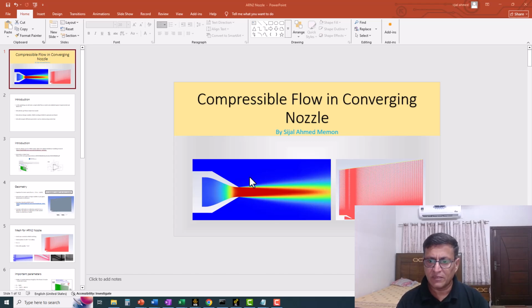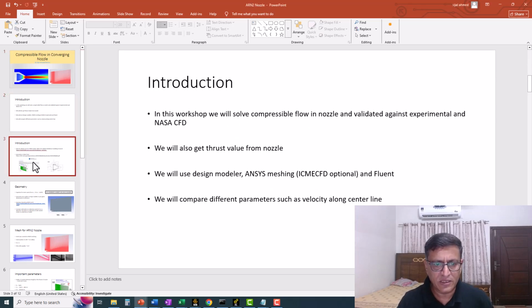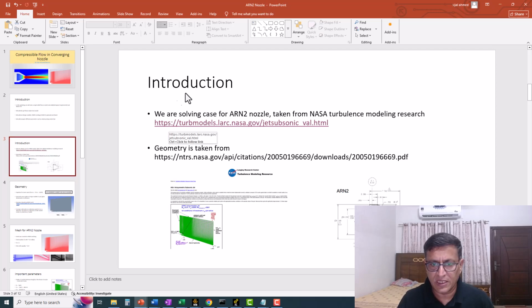coordinates, and then the meshing, and we will try to make a similar mesh, but definitely in the ANSYS software. Then we get the results and we will be comparing our data with NASA's external data as well as the CFD data. So let's do it. So the introduction: these are the things that will be covered here, and this is a description of the case which is on the website here.